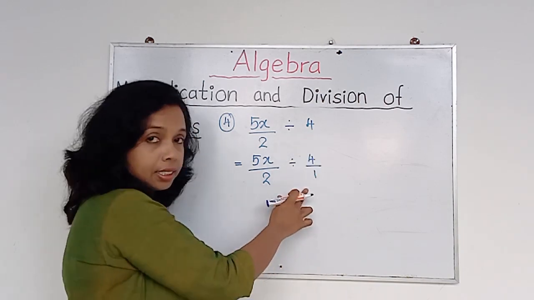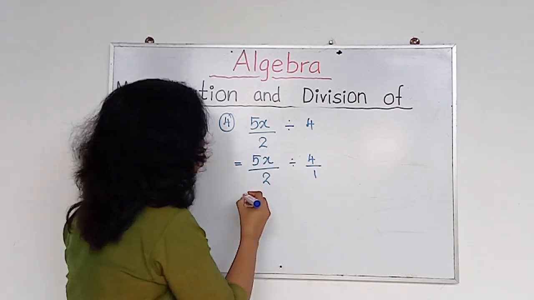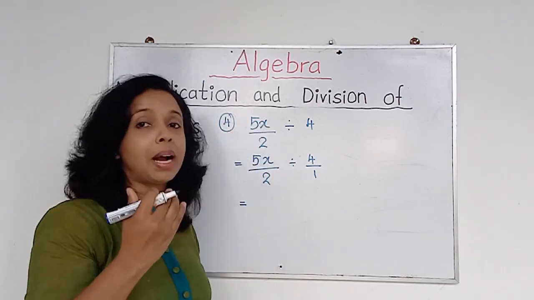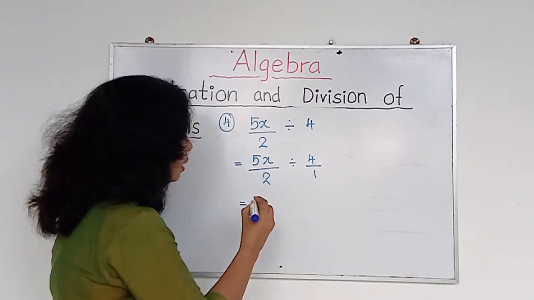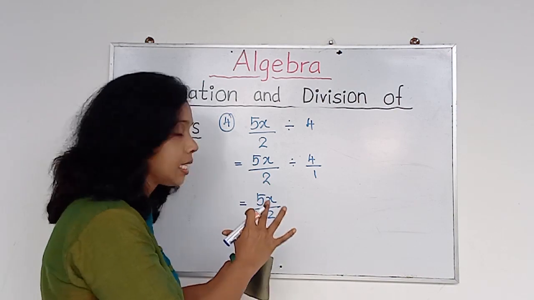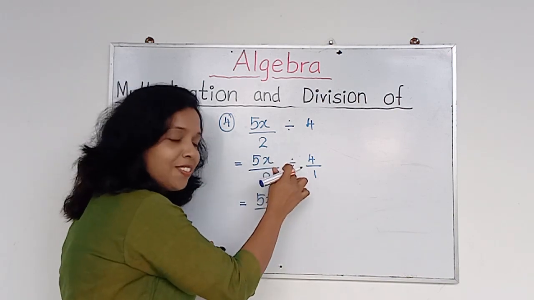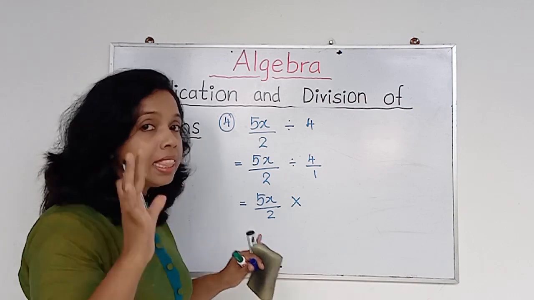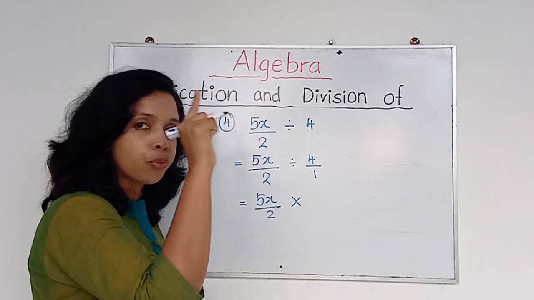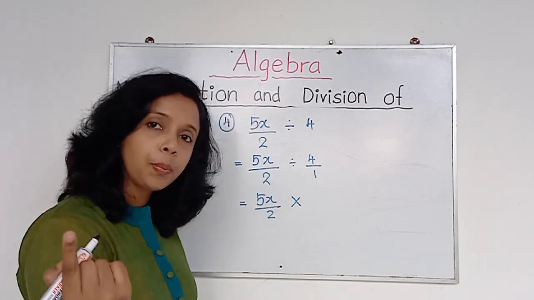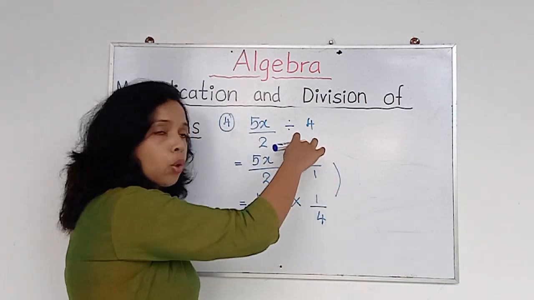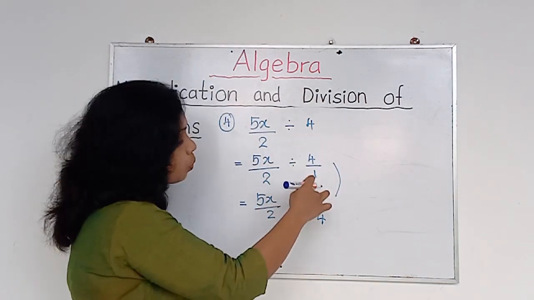Now, I have a fraction here after the division sign. So, what is the next step we are doing? We want to convert this division into a multiplication. Then what happens, children? 5x over 2 you write as it is. Then you convert this division into multiplication. Then you take the reciprocal of this fraction. So 4 over 1, what is the reciprocal? It is 1 over 4. Now can you understand? 4 over 1 reciprocal is 1 over 4.